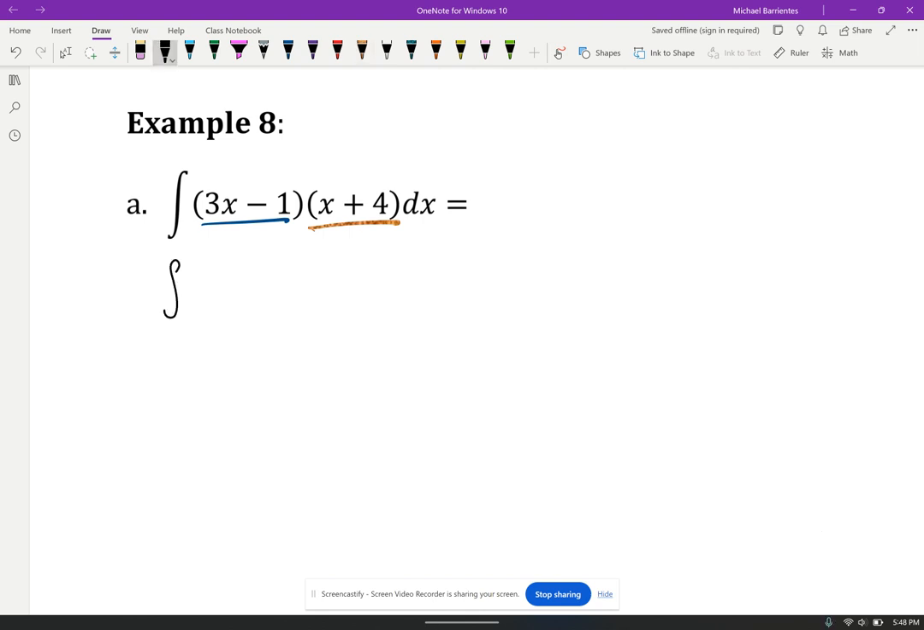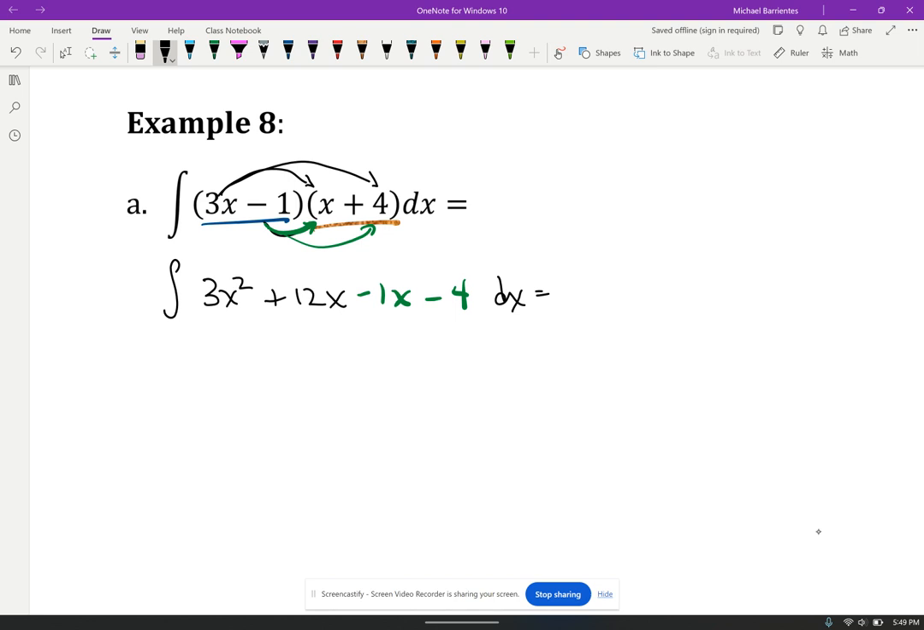And that means let's multiply this out. So we have a binomial times a binomial. So we're going to multiply 3x times x. We're going to multiply 3x times 4. We're going to multiply minus 1 times x, and we're going to multiply minus 1 times 4 in order to make our integrand a little bit easier to work with.